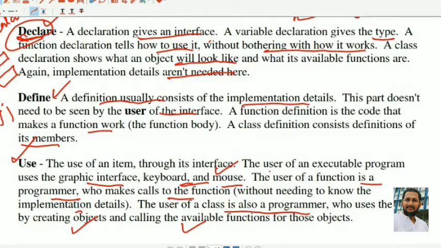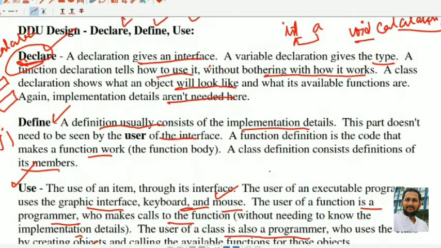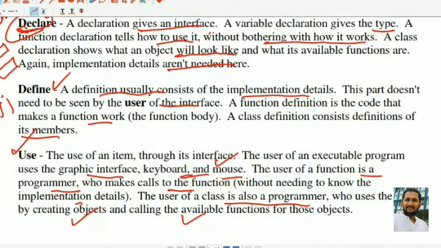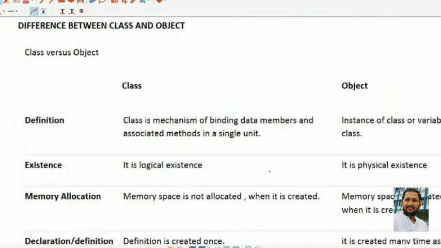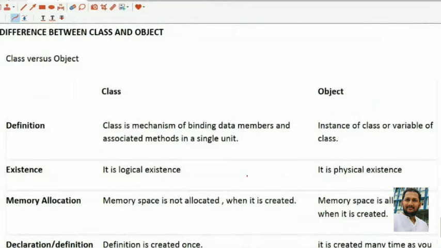So these are the three important things that we have to remember for the designing of any program like object-oriented programming or any structure-oriented programming. Now the difference between class and object. What is class and what is object? Class basically is the mechanism of binding data members and associated methods in a single unit. Objects are the instance of the class or variable of the class. Second one is existence. Class is logical existence and object is physical existence.